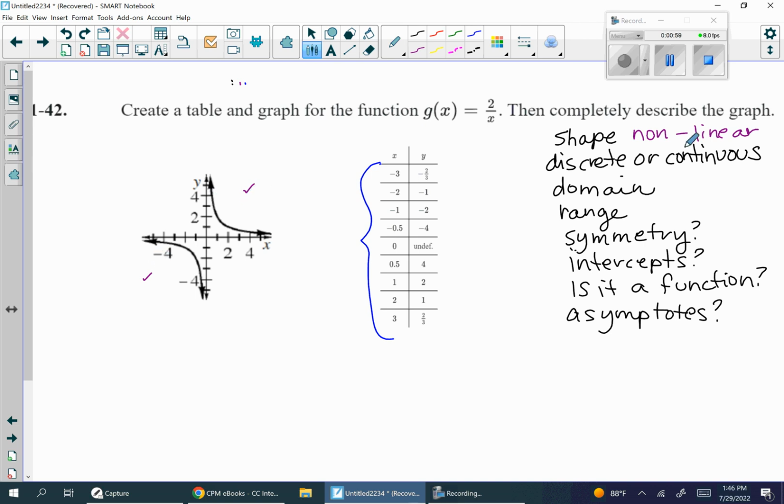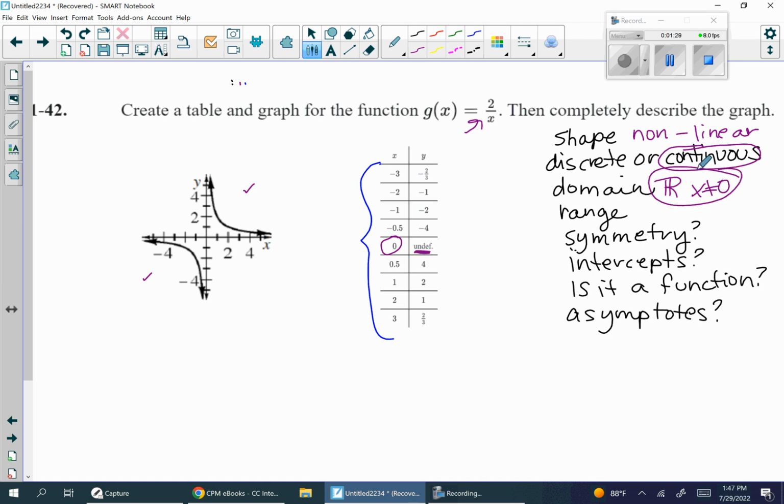All right, this is a continuous graph because it is connected. There are not discrete points or dots on the graph. For the domain, if you notice that 0 yielded us an undefined output, that means 0 is not in the domain. You cannot use it for an x value because you cannot divide by 0. So the domain is all real numbers except x cannot be 0.